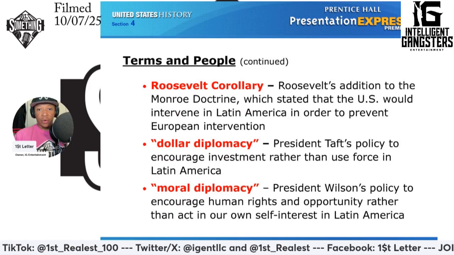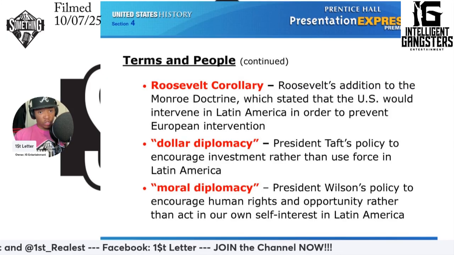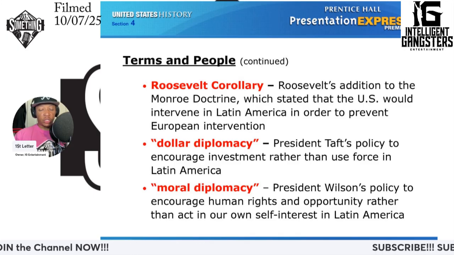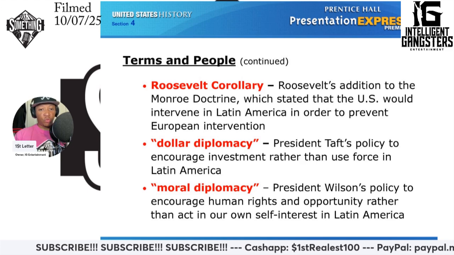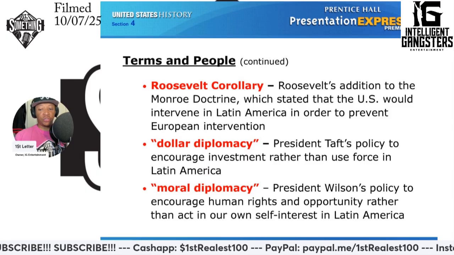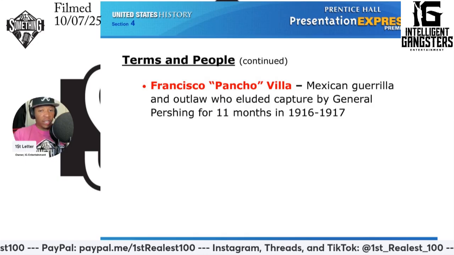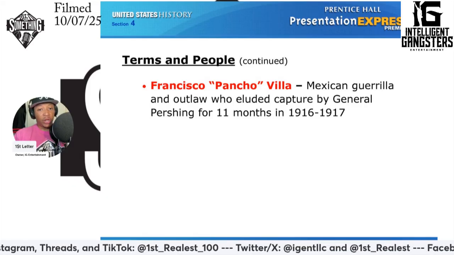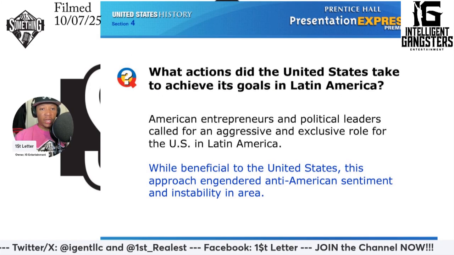All right, Roosevelt corollary. Roosevelt's addition to the Monroe Doctrine, which stated that the U.S. would intervene in Latin America in order to prevent European intervention. All right, dollar diplomacy. This was President Taft's policy to encourage investment rather than use force in Latin America. All right, moral diplomacy. That was President Wilson's policy to encourage human rights and opportunity rather than act in our own self-interest in Latin America. And lastly, Francisco Pancho Villa. He was a Mexican guerrilla and outlaw who eluded capture by General Pershing for 11 months in 1916 and 1917. So we're going to talk about all of that and more.